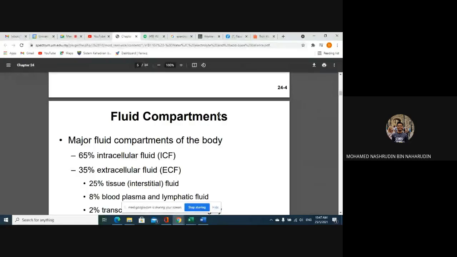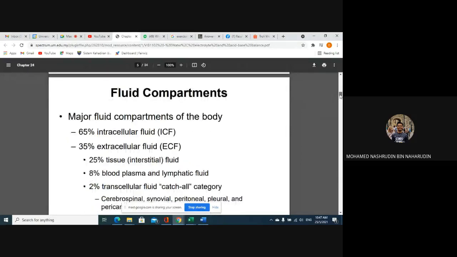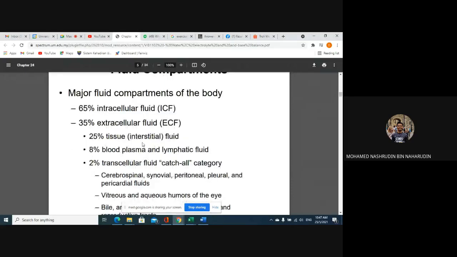And extracellular can be further divided into several compartments, which are 25% interstitial fluid, tissue fluid, the fluids that surround the tissue, and 8% blood plasma and lymphatic fluid, the water that fills up our circulation and also our lymphatic system as well.